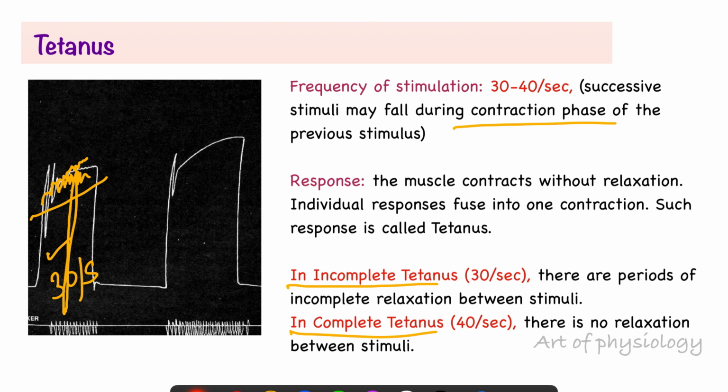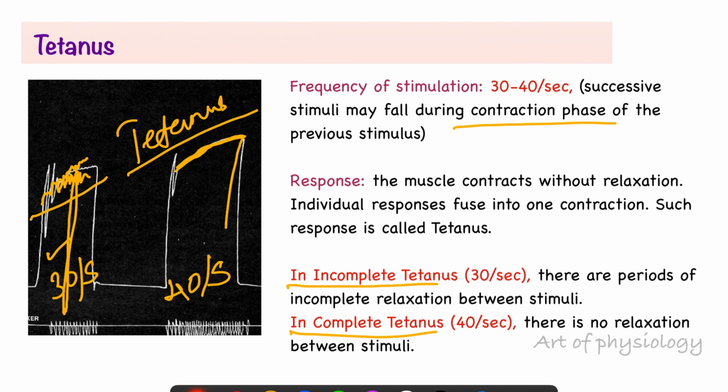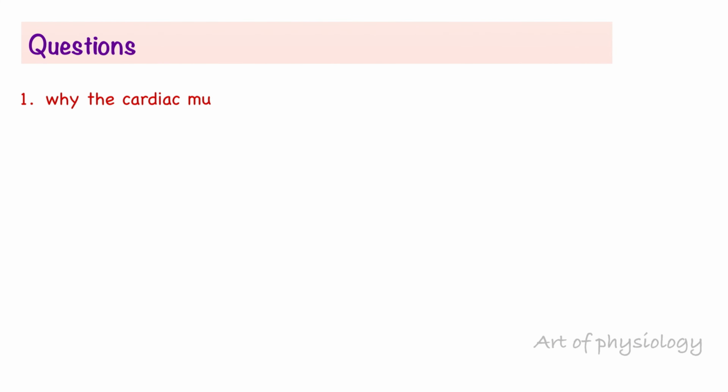Coming to the complete tetanus, here there is no relaxation at all because we are giving around 40 stimuli per second. There is no time to relax. So there will be sustained and continuous contraction only. That is called tetanus. Tetanus is the sustained contraction of the muscle because of the continuous high frequency stimulus. So now we'll see the questions.